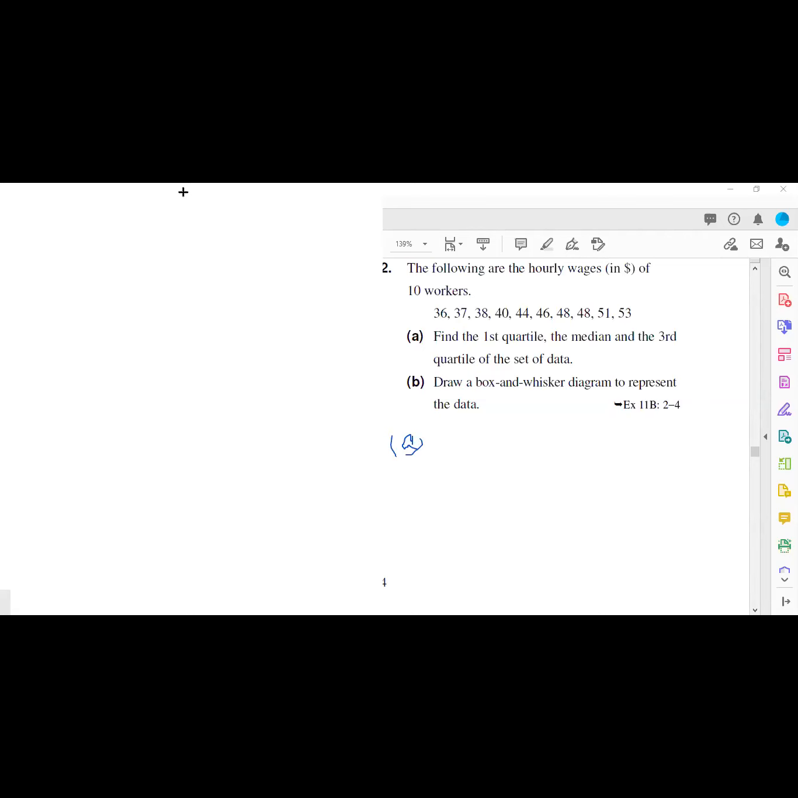So the middle position should be here. Okay. So the median is equal to 44 plus 46 divided by 2, which is 45. Okay. 有冇單位㗎呢個？有喎，係 dollar 喎，$45. Okay. Like this. And then we divide into 2 groups, smaller half and the larger half, like this.